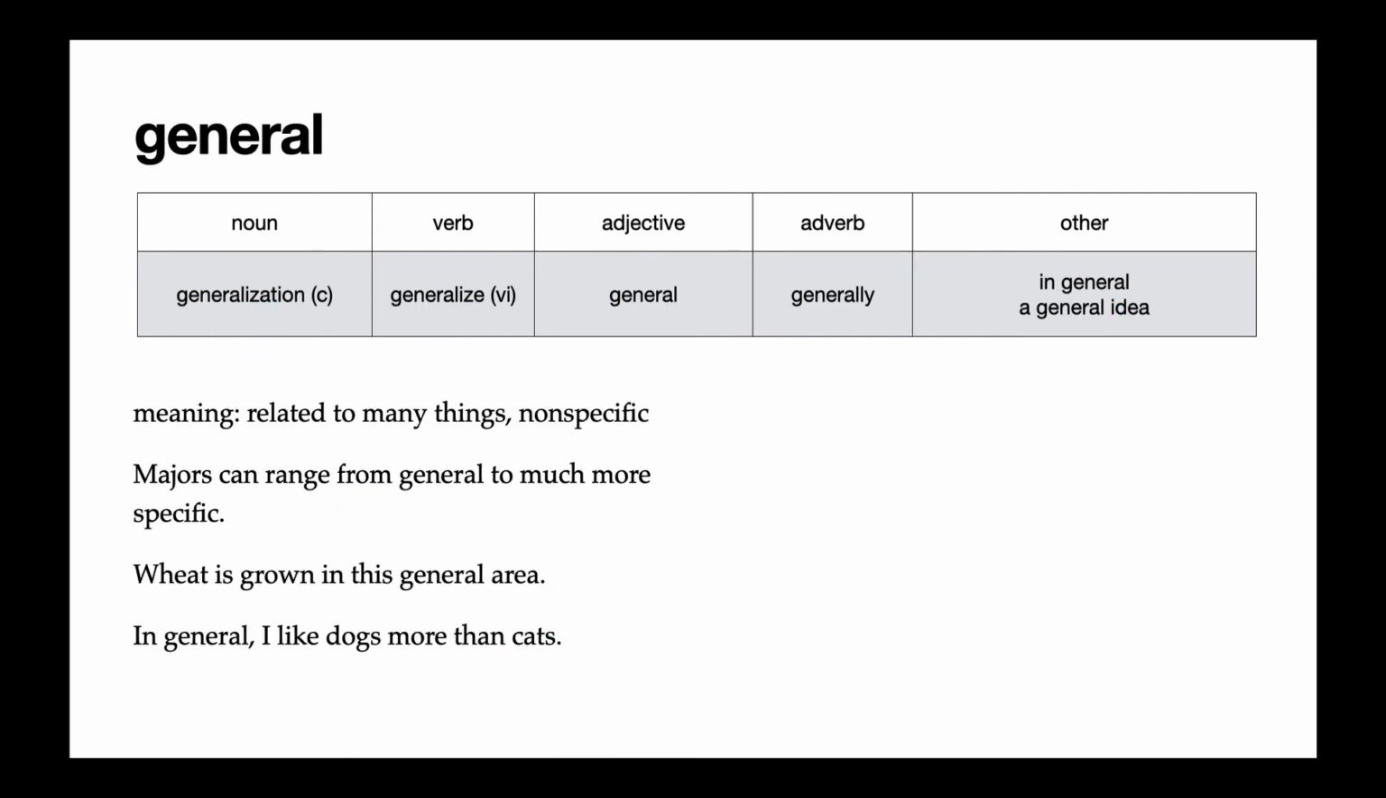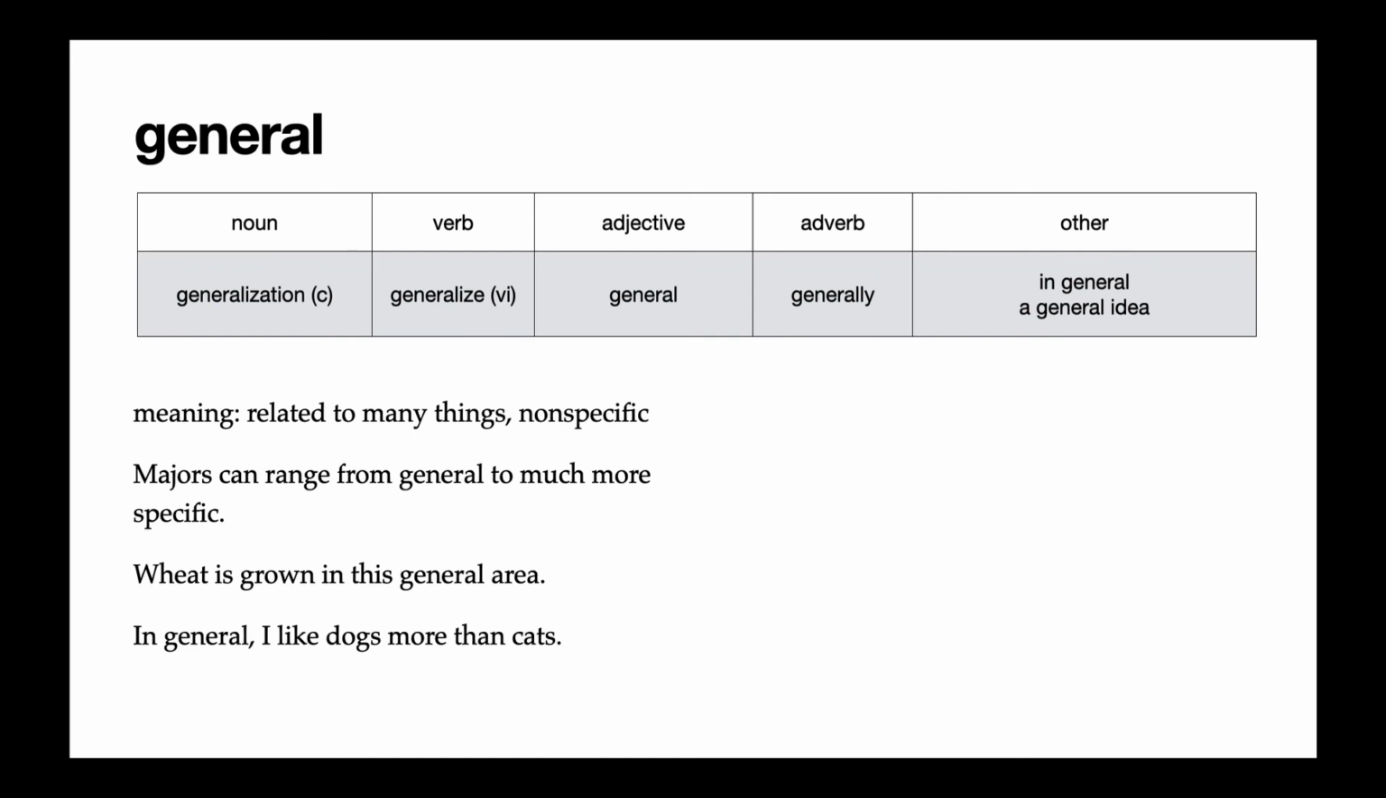Our next word is general. We already mentioned the word general, meaning it's related to many things. It's not specific. So when we said measures can range from general to much more specific. The second example says wheat is grown in this general area. So not just right here where I'm standing, but this area around me, larger area. And the last example shows the phrase, in general, I like dogs more than cats. So that means for most dogs or in most situations.